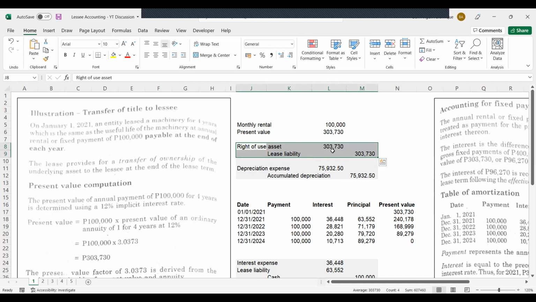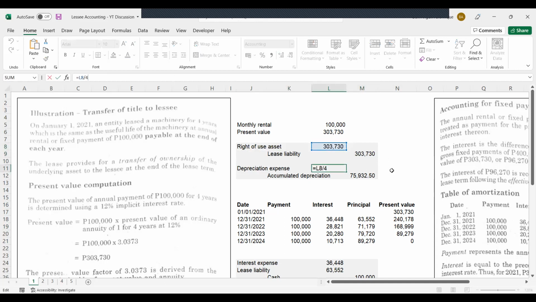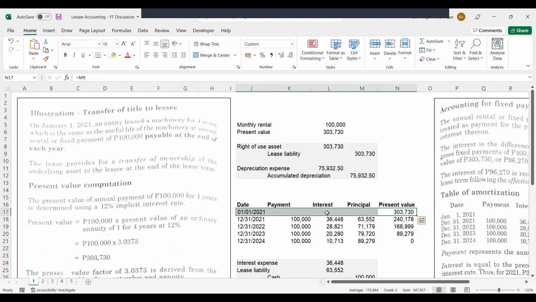Next, sabi natin, i-depreciate natin to over the useful life of 4 years. So depreciation expense of 75,932. That is for asset. Paano naman si lease liability? Sabi natin, we need to amortize it. So, gagawa tayo ng amortization table. So, starting from January 1, 2021, ang present value natin is 303,730.